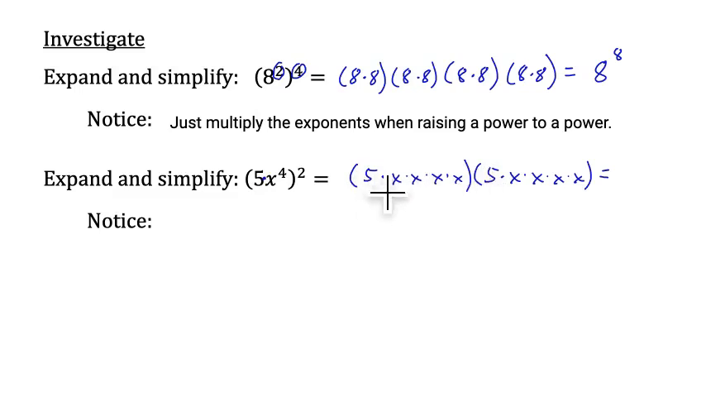All right, so this would be 5 times 5, but I'm going to write that with exponents just so we can see what's going on a little more clearly. And then we count up all these x's, and there's 8 of them again.